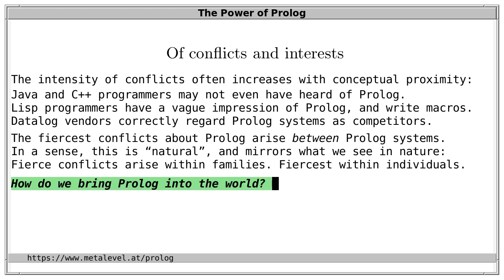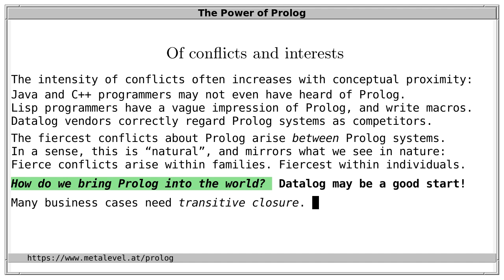Now, how do we bring Prolog into the world? Ideally not by engaging in fierce conflicts, right? But Datalog may be a good start, because many business cases need transitive closure. It arises, for example, in cost accounting, where we describe the structure of costs. Many businesses need to model such relations, and Datalog makes describing and querying them easy.